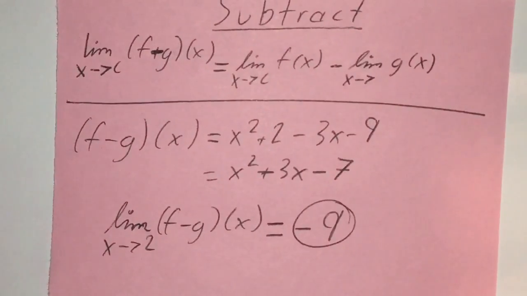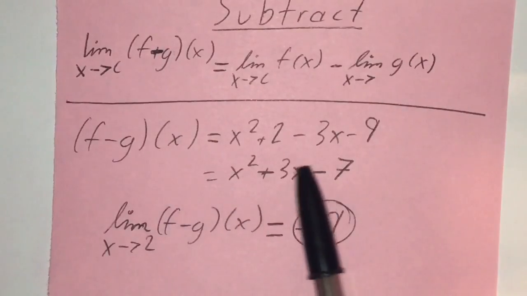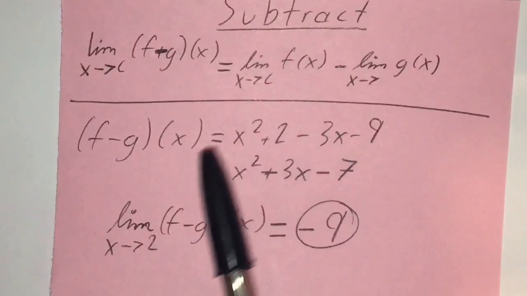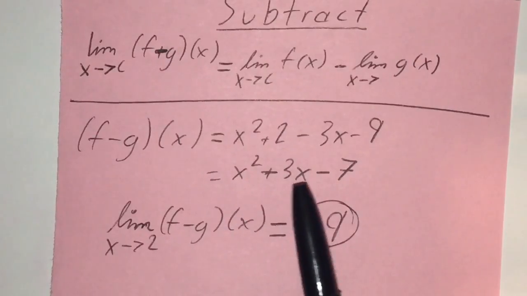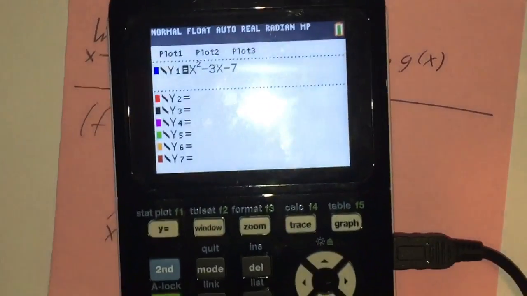Next, we're going to subtract our limits. I know, so different. It's the same as the first time, except you're subtracting. And what you do is you put them together. So x squared plus 2 minus 3x minus 9, and that gets you to x squared minus 3x minus 7. And of course, we're going to plug it back into the calculator, which I already did.